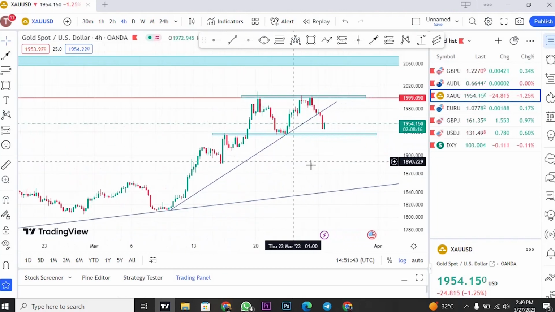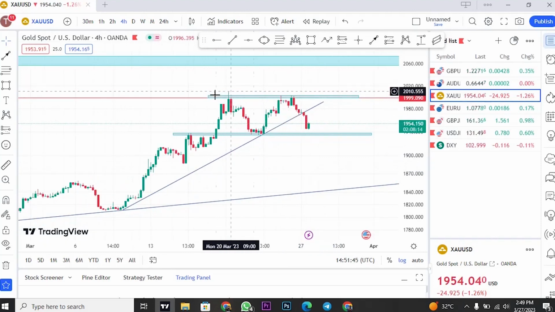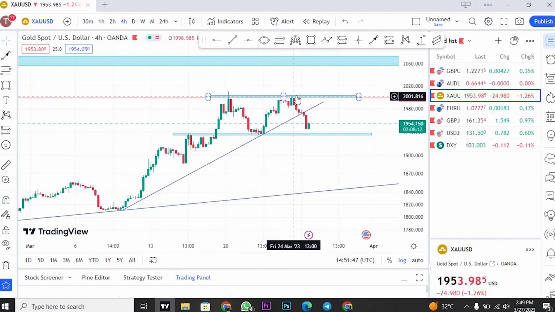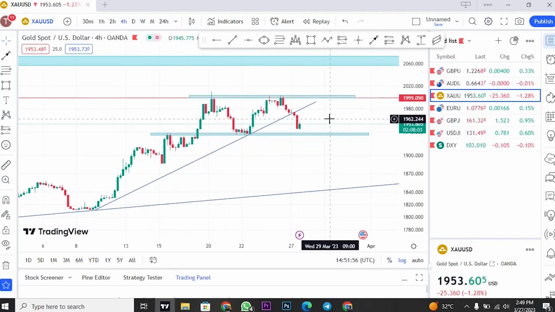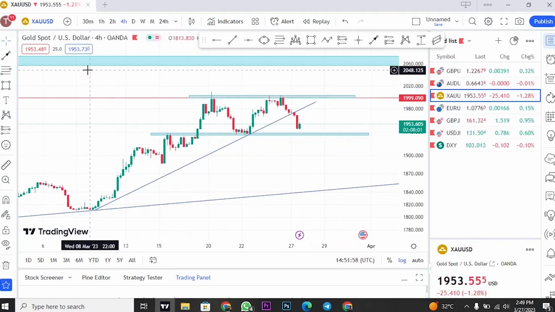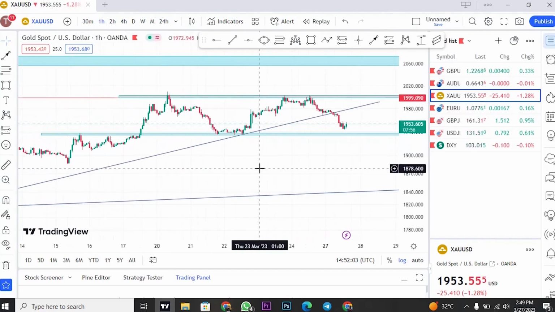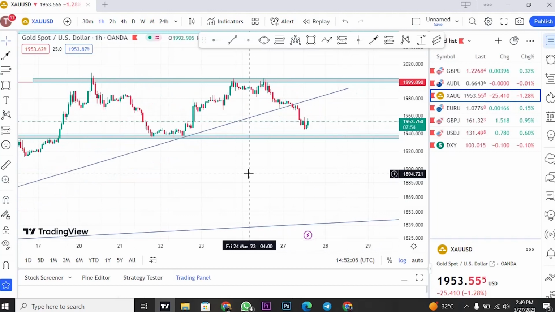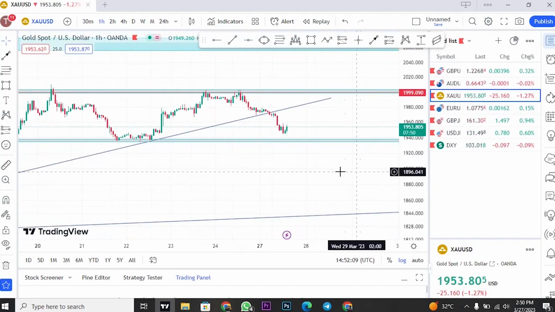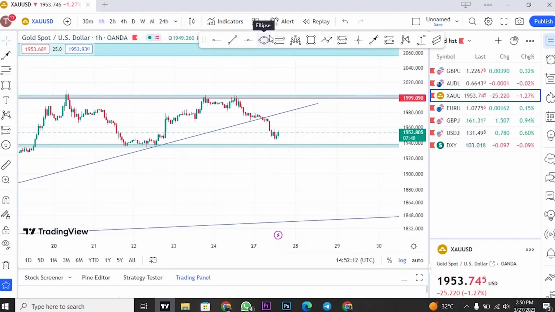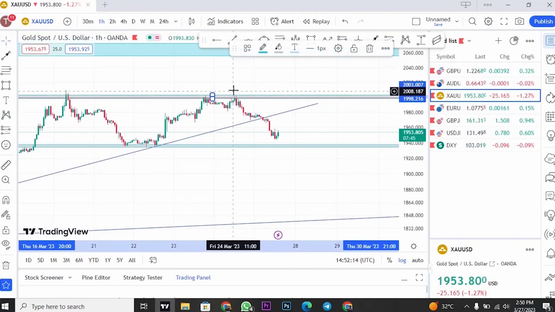On the higher time frame, we can see gold has created an M pattern right at this point and it's breaking out of this resistance trend line. So I think we still need a pullback on this gold setup to give us a nice entry. My thought process on gold is, one, I want gold to pull back up to this level.